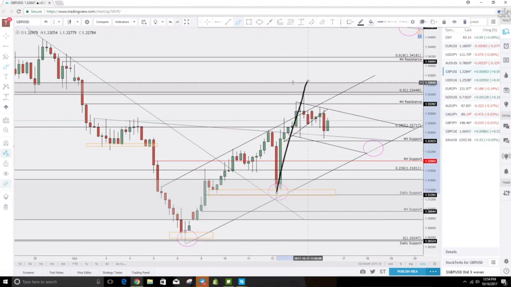And then price did continue. My take profit 3 was sitting right above here, and it hit it last night. This was another great trade.